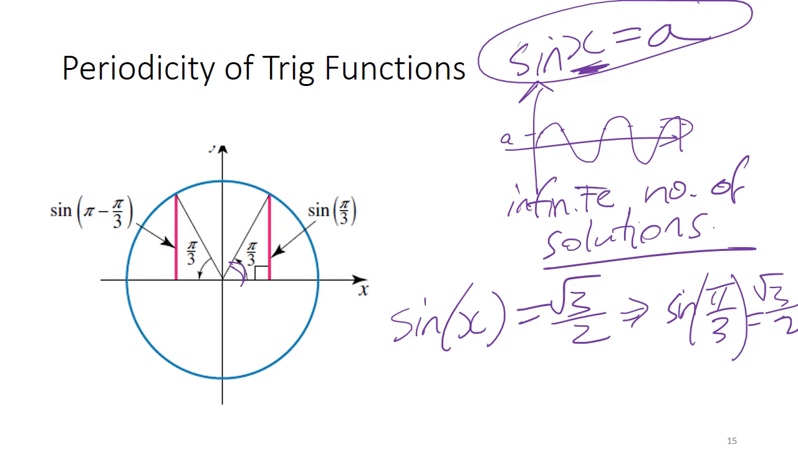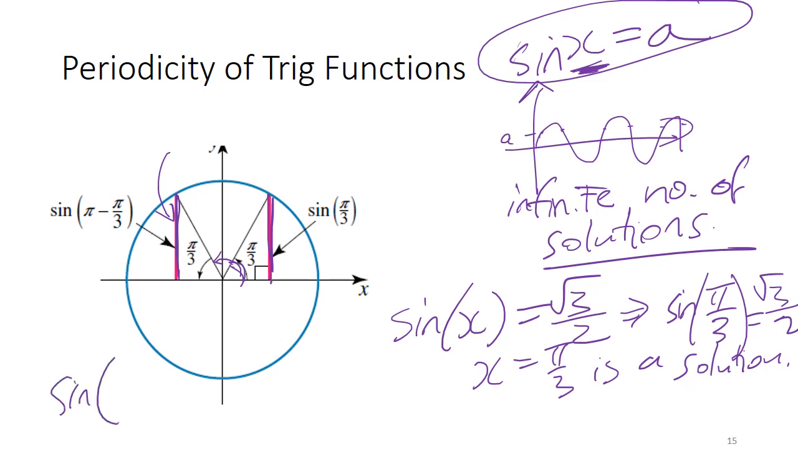All right, so this is one of the solutions. But are there other solutions that we can solve for? We know x equals pi over 3 is a solution. But what else? Well, just looking at this picture itself, you can see this length is the same as this length, which means this is another solution. So this angle would be another solution.